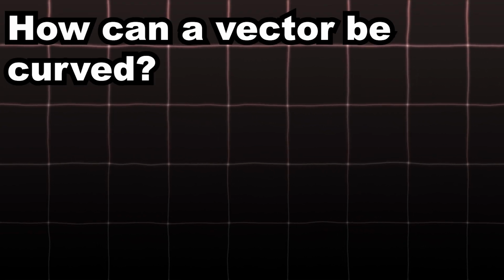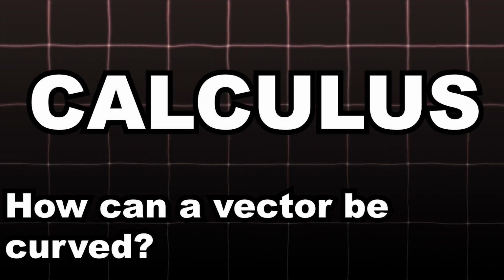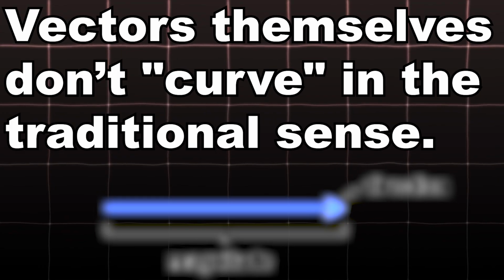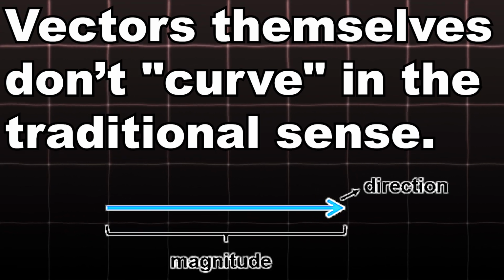Now, at this point, you're probably confused. How can a vector be curved? Well, let's go into a little bit of the calculus of vectors. First of all, vectors themselves don't curve in the traditional sense. As I said before, they have a magnitude and a direction at a specific point in space.